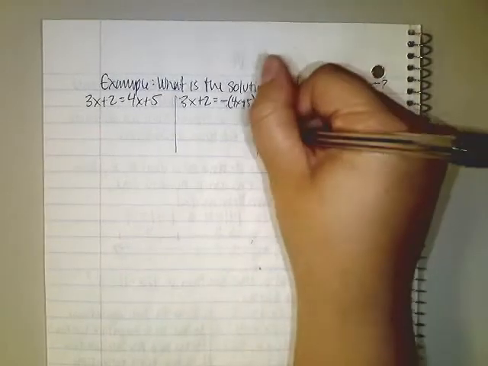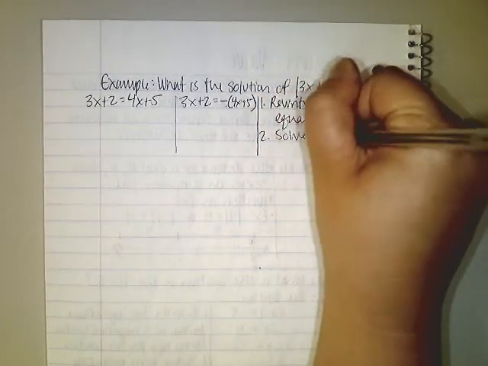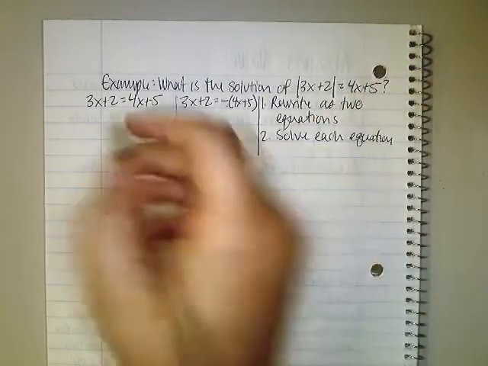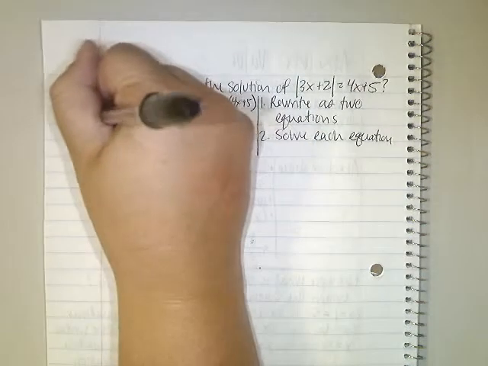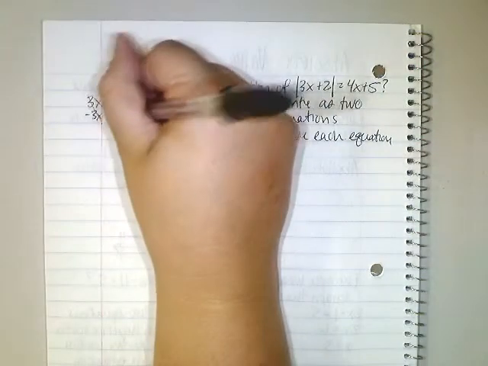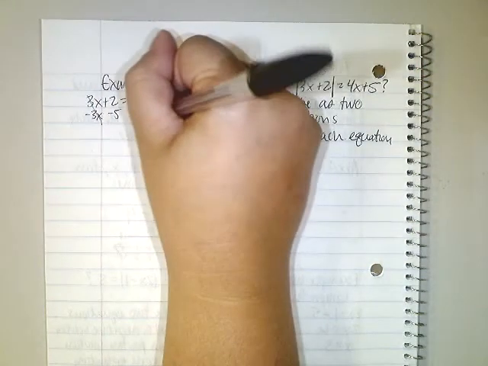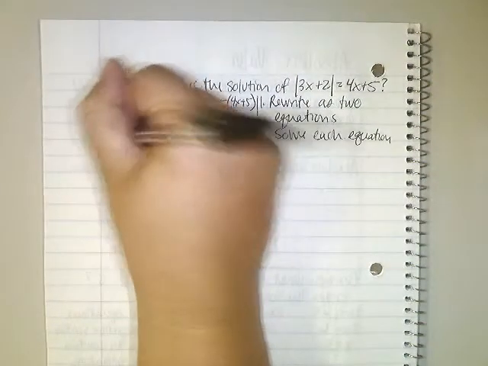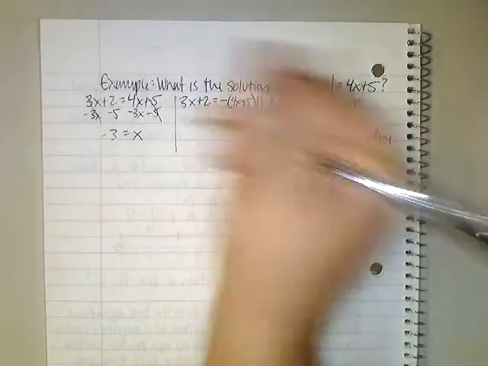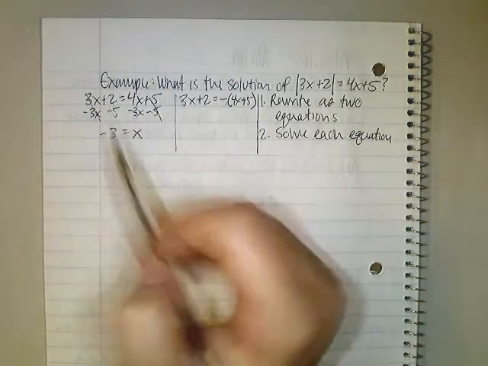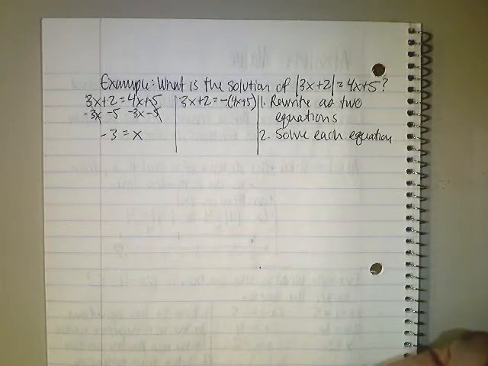All right, now we're going to have the same second step. We're going to solve each equation. So when I do that, I'm going to move my 3x over here and my 5 over there. I'm going to do this in one step. If you need to break it into two, by all means. So then I'm left with -3 is equal to x. So that is my first solution, -3 is equal to x. Again, if you wanted to break that into two steps, by all means, please do so.